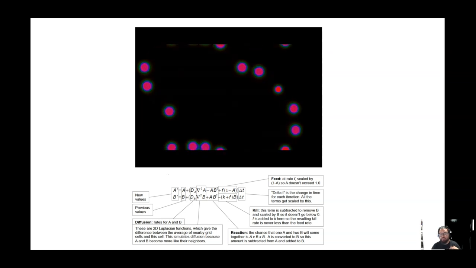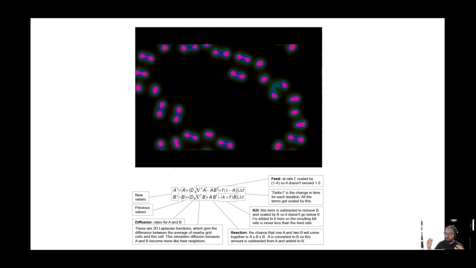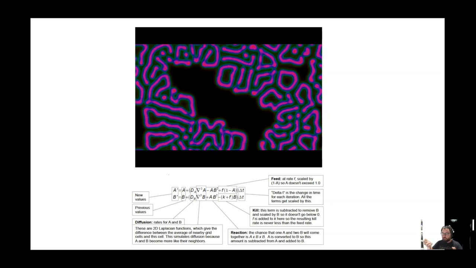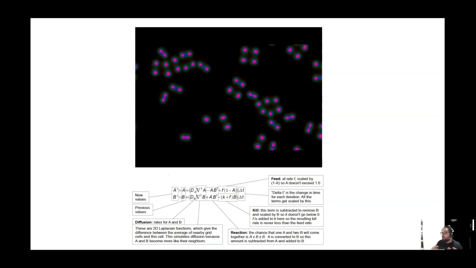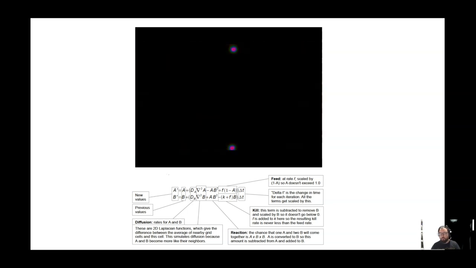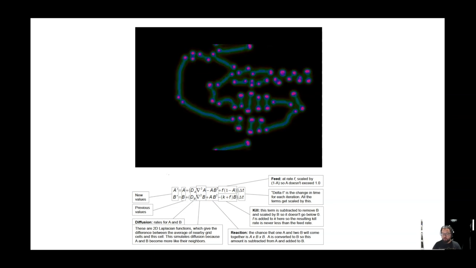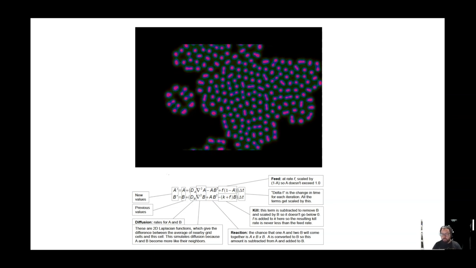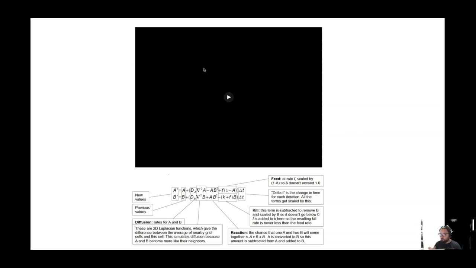Given specific diffusion rates, we're going to see how changing these rates affects the result. Usually people talk about concentrations, but here they are diffusion rates, calculated using the 2D Laplacian function, which gives the difference between the average of nearby grid cells and the current cell. This simulates the diffusion because A and B become more like their neighbors. So we will see that there is a specific part of this calculation that has to do with the neighbor condition of each cell in the grid.